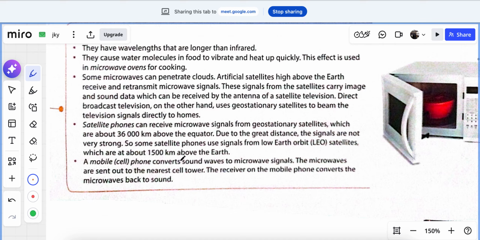Now, what are radio waves? They have the lowest frequency and lowest energy. If you look at the spectrum, radio waves have the lowest frequency. The frequency increases as you go from radio waves to gamma rays. So radio waves have the lowest frequency and the lowest energy. That's radio wave for you, okay?